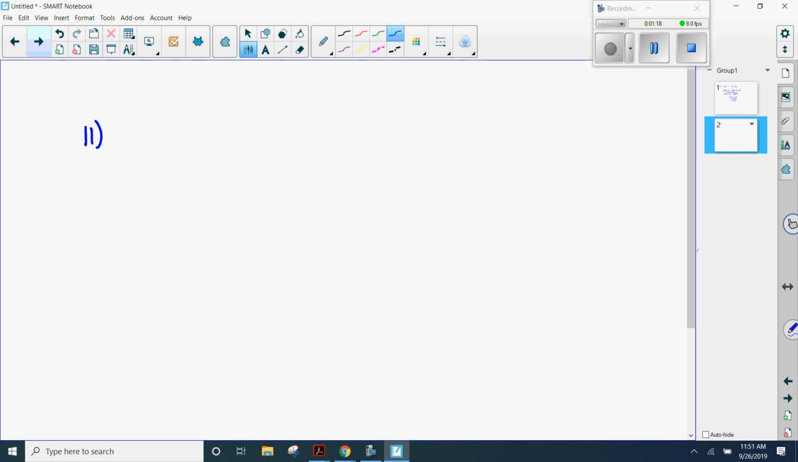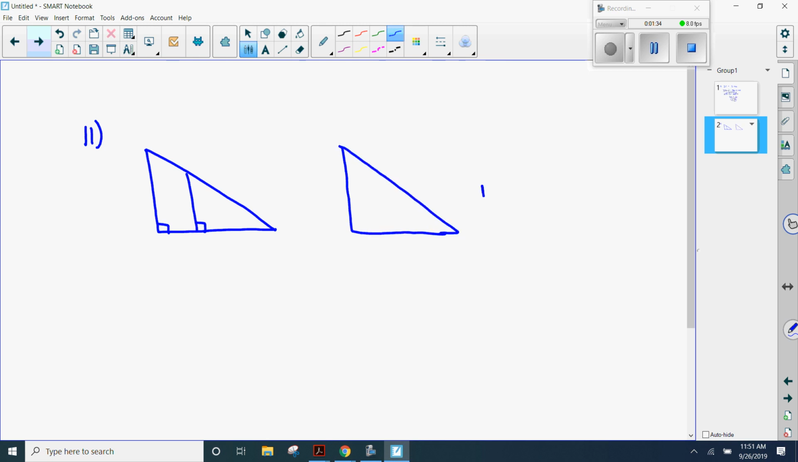Number 11. You have 2 right triangles. You have a large one, then you have a small one. Within those right triangles, the hypotenuse of the large one is B and C. This is A, 2, 4, and 3.